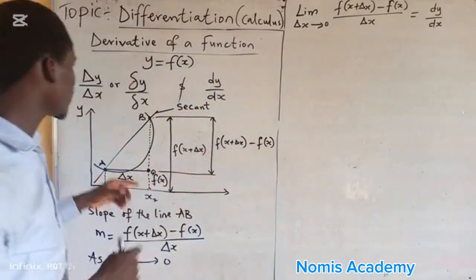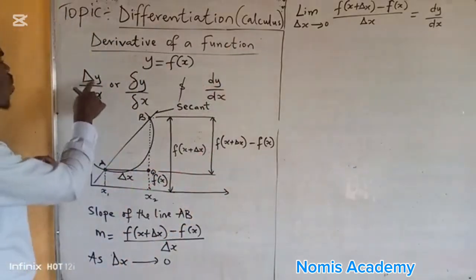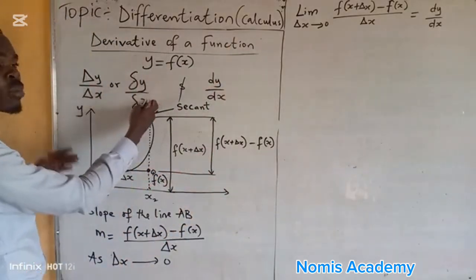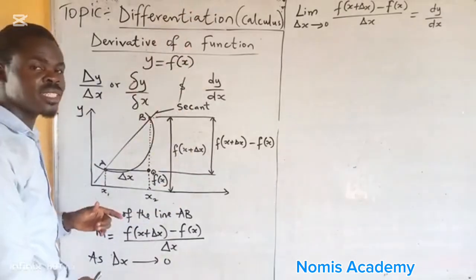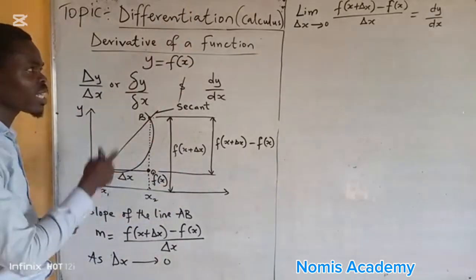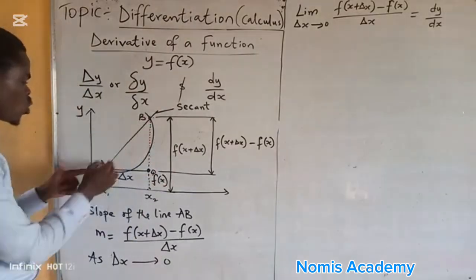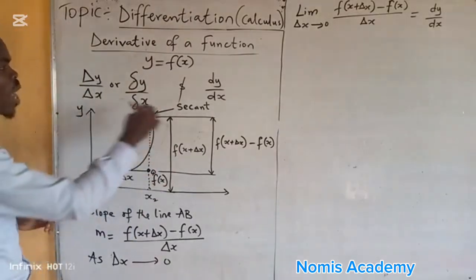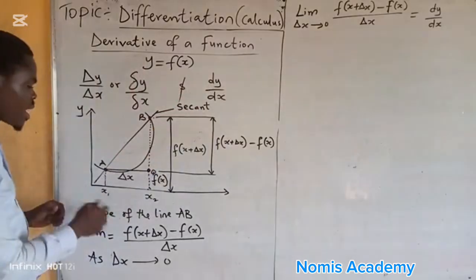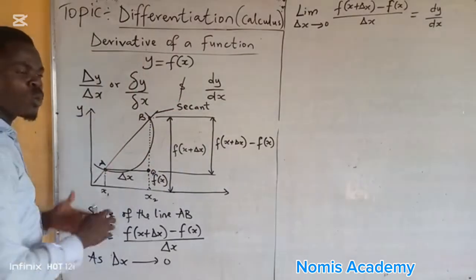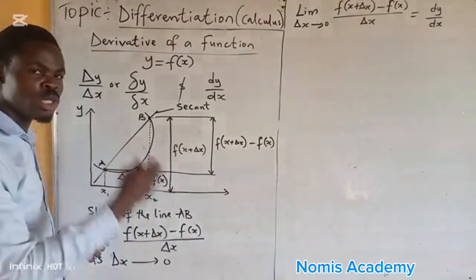So mind you again, I say delta y over delta x, in this form, is called the slope of the secant line. The secant line, the line that cuts across 2 points on the curve. While dy dx is the slope of the tangent line at point A, which is taken as the slope of the curve.